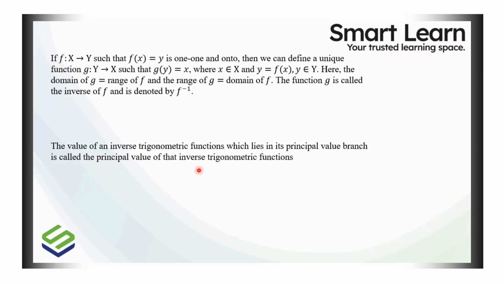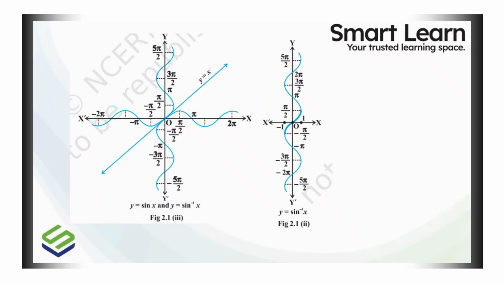And here we are taking only a small branch, where the inverse exists. That branch is the principal value branch. So the value of an inverse trigonometric function which lies in the principal value branch is called the principal value of the inverse trigonometric function. Then we studied the six inverse graphs.